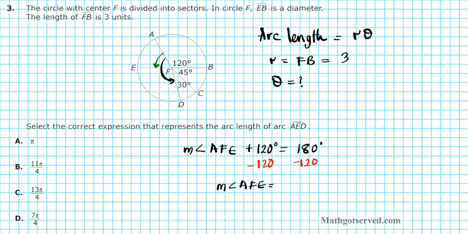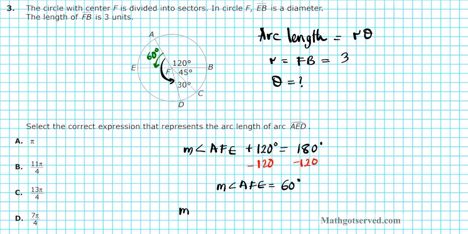Okay, AFE is 180 minus 120, that's 60 degrees. So this upper angle is 60, but that doesn't give us theta, okay? Theta is angle AFD, so we need to find the angular measure down here. The angular measure of EFD is a linear pair with 45 degrees and 30 degrees. So let's go ahead and figure out what that is.